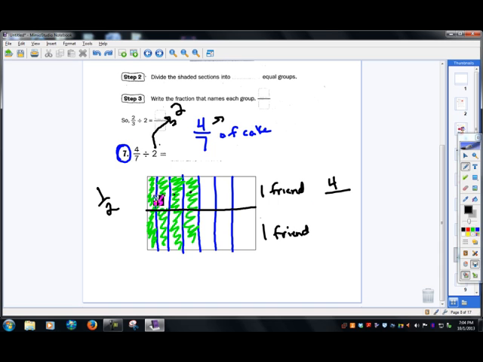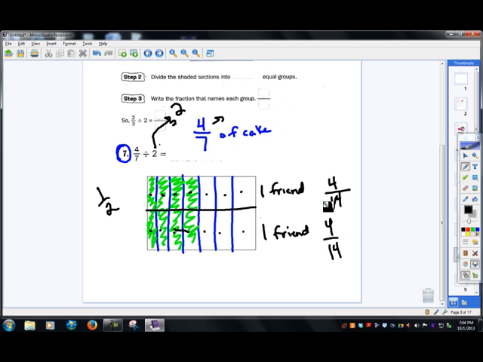So now we're looking, going, okay, 1, 2, 3, 4. Okay, and then how do we figure out the whole? Well, how many pieces is this entire cake cut into? 1, 2, 3, 4, 5, 6, 7, 8, 9, 10, 11, 12, 13, and 14. Each friend gets 4/14 of cake.